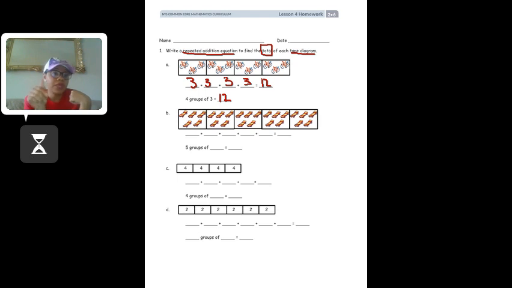So for number 1B, we have 1, 2, 3, 4, 5 skateboards in one equal square.